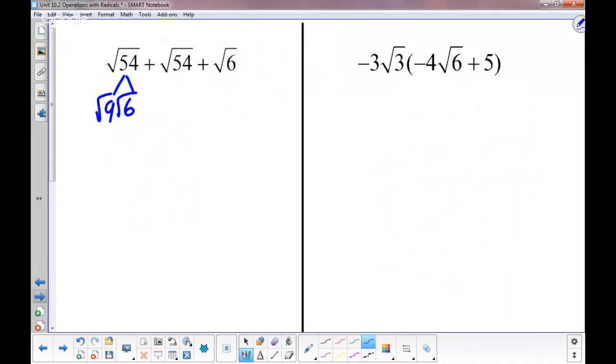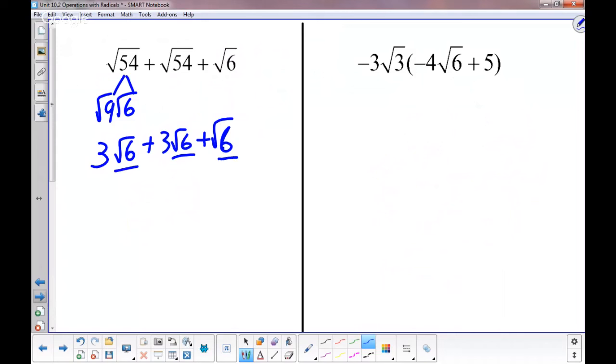Well, again, we know the square root of 9. That is 3. 3 comes out. Root 6. Same thing from the next one. So plus 3 root 6 plus square root of 6. 3 root 6, 3 root 6, square root of 6.